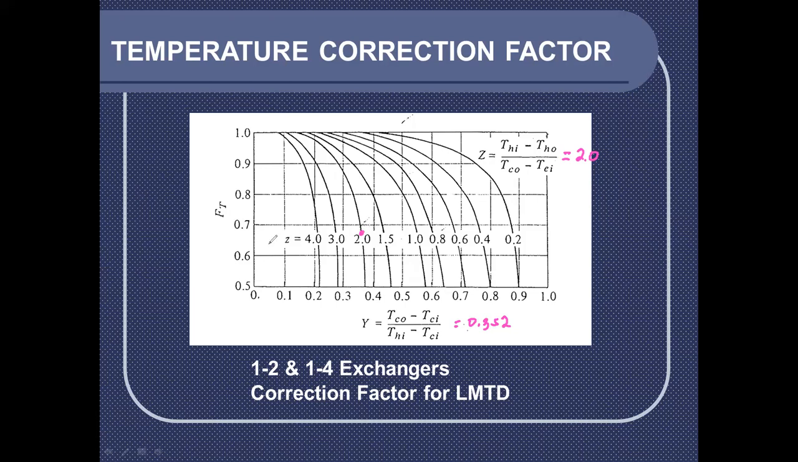0.352 is somewhere there. Then you read the temperature correction factor, which is somewhere here. Your FT is more or less equal to, so if this is 0.6, this must be around 0.685. Okay, depends on how well you approximate the value.